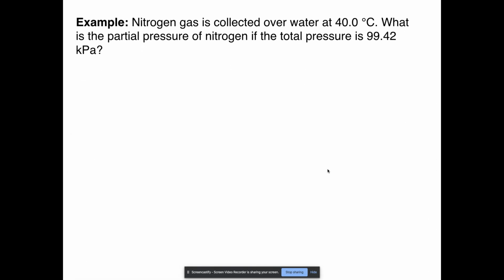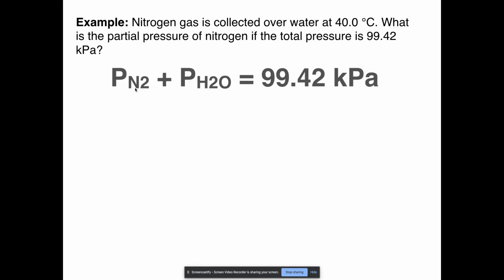Now let's take a look though at water collection. Okay, so if we're collecting a wet gas. Nitrogen gas is being collected over water at 40 degrees. What is the partial pressure of nitrogen if the total pressure is 99.42 kilopascals?